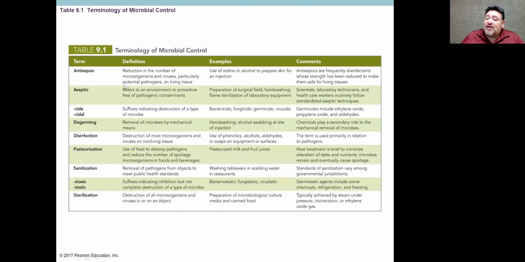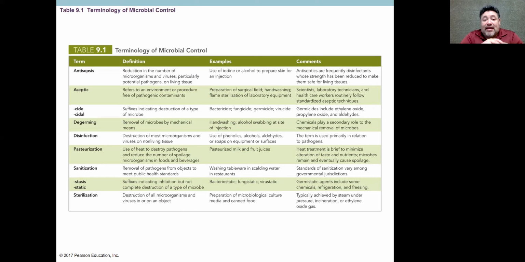Okay. Here's a definition. So if we're to look at aseptic, for example, that refers to the absence of microorganisms, pathogenic or otherwise. Cider-cidal, those suffixes imply the destruction of some type of a microbe. Okay. Here's one that's interesting: degerming. Degerming is one that's not common in our vocabulary. But when you go to a doctor and you get an injection of some sort, they take an isopropyl 1x1 pad and they degerm the area.